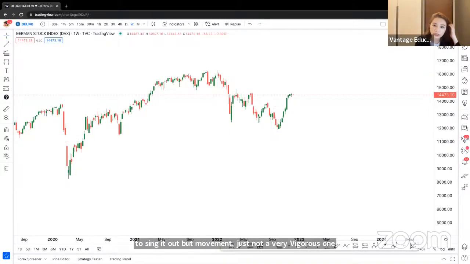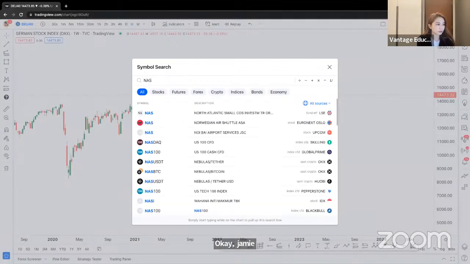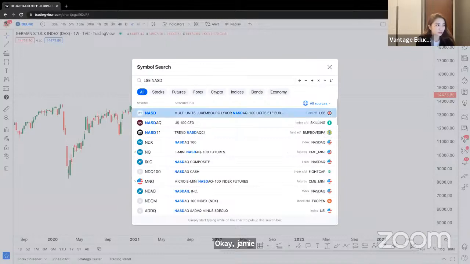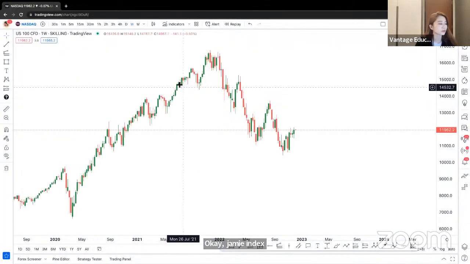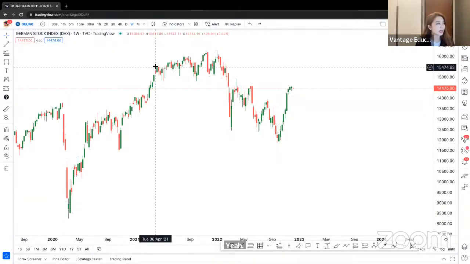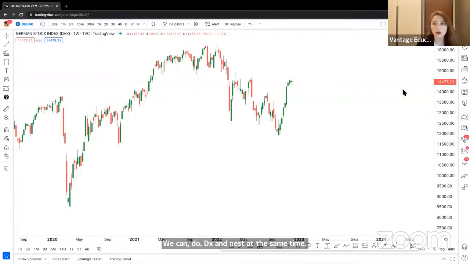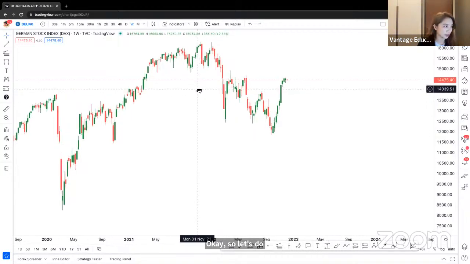Okay, German index versus NASDAQ. They are similar, but not entirely. I think we can do DAX and Nasdaq at the same time. So let's do both. Let's start with German index DAX.